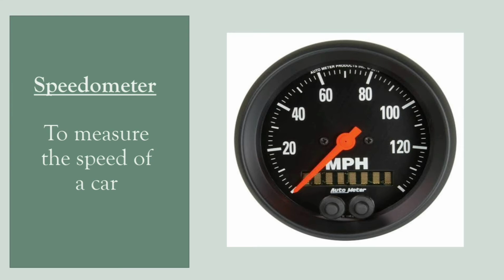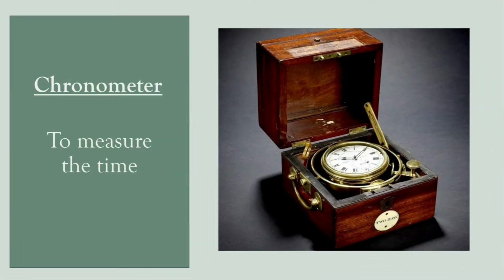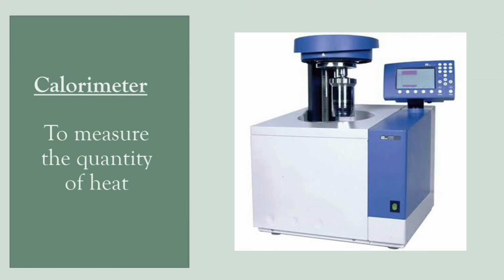So students, let's see our next instrument, which is chronometer. It is used to measure the time. Chronometer is basically a watch. So students, let's move to our next instrument, which is calorimeter. To measure the quantity of heat. To measure the quantity of heat, we use calorimeter.